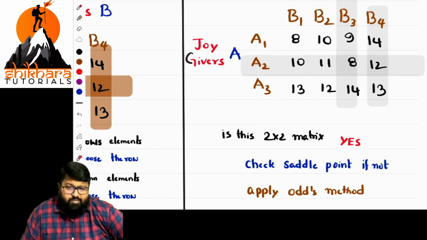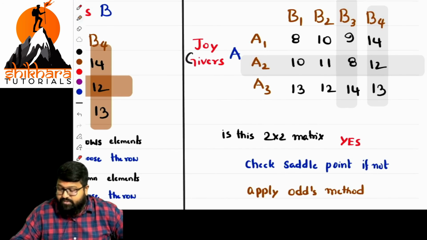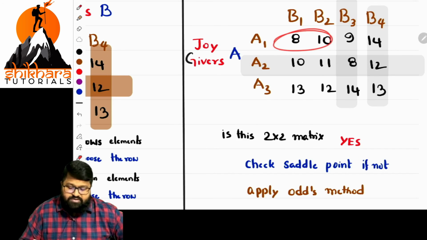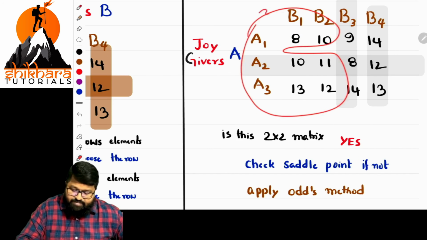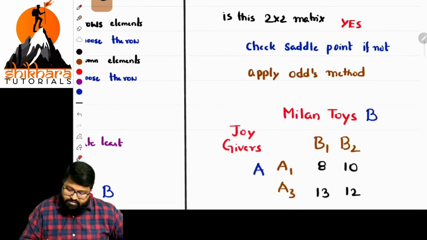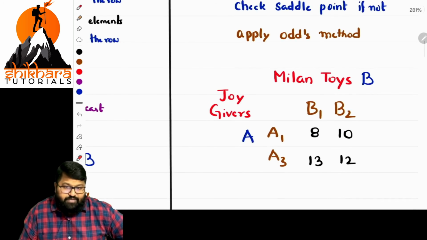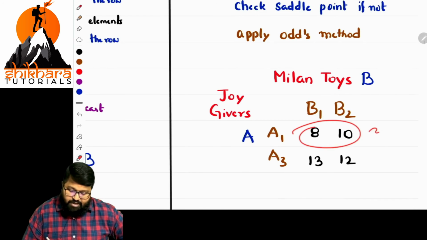How to say saddle point, ma'am? In the case of saddle point, what is the basic part, sir? Of these two values, write this. First thing is to write this entire part separately. This is a separate part. Now, what should we do, sir? Saddle point. What is saddle point, sir? Least value. How much? 8.